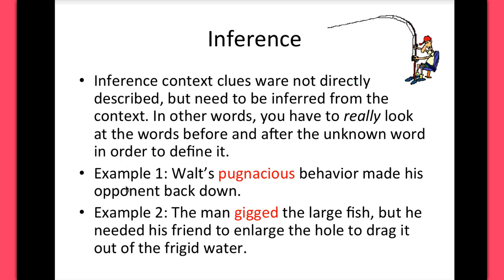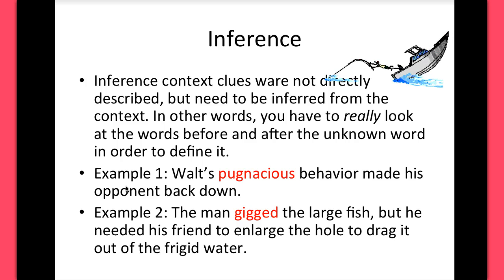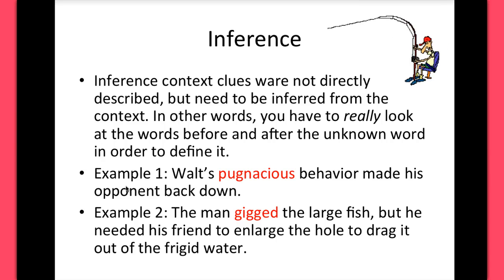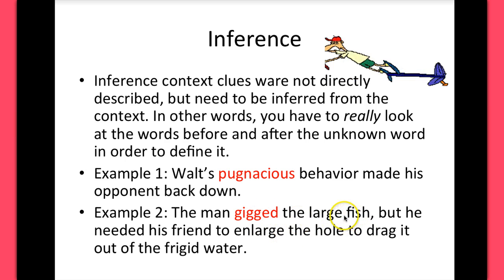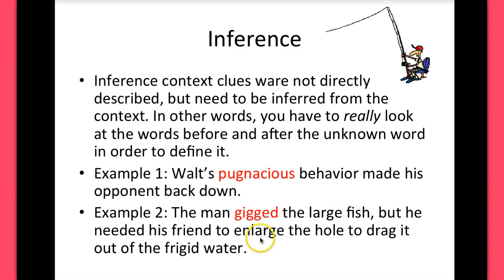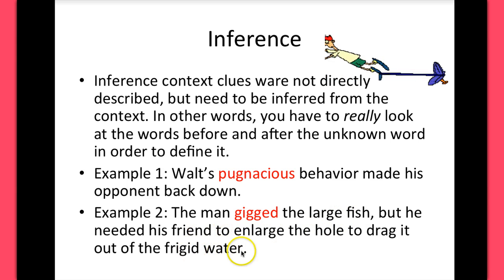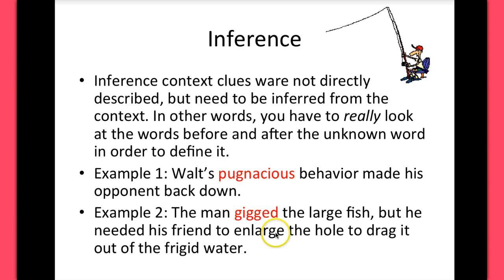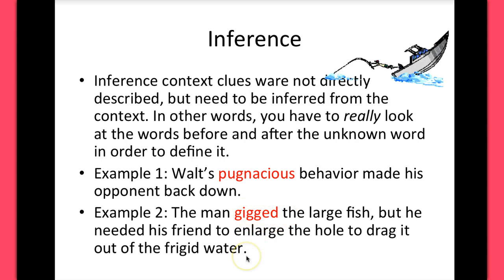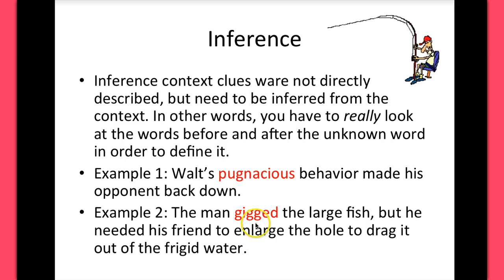Example 2. The man gigged the large fish, but he needed his friend to enlarge the hole to drag it out of the frigid water. So I'm not exactly sure what gig means, but I know that this guy is fishing, and he must be ice fishing because it's frigid water. The hole has to be big enough. So gig means he must have caught a fish. He caught a massive fish.